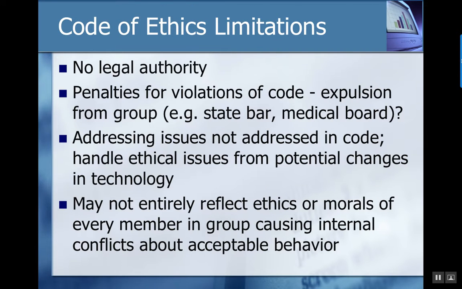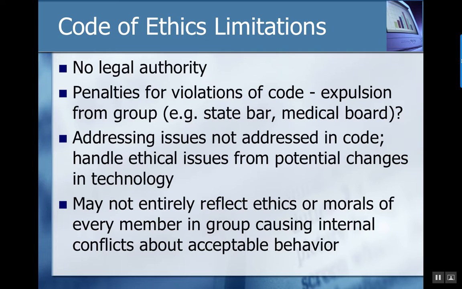So let's talk about code of ethics limitations. There is no legal authority. The penalty for violation of the code is expulsion from the group. For example, if a CISSP is found to be operating outside the bounds of the code of ethics, that person could be stripped of their certification.